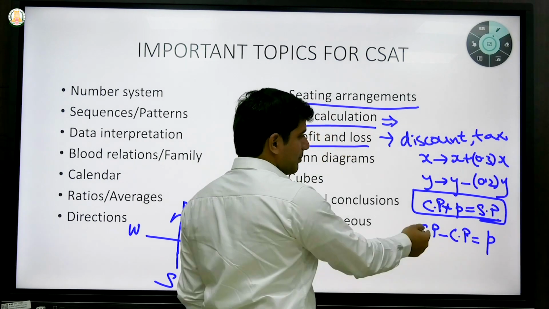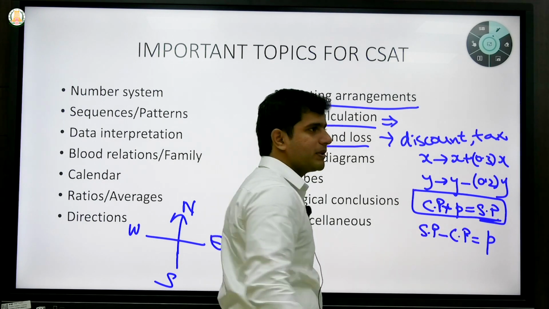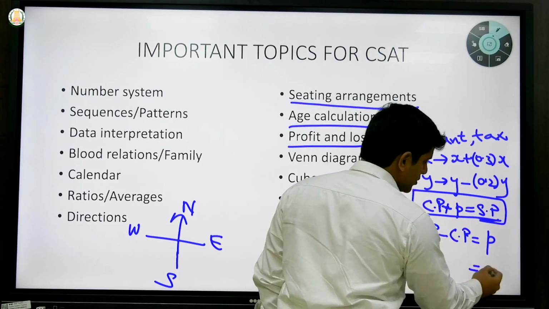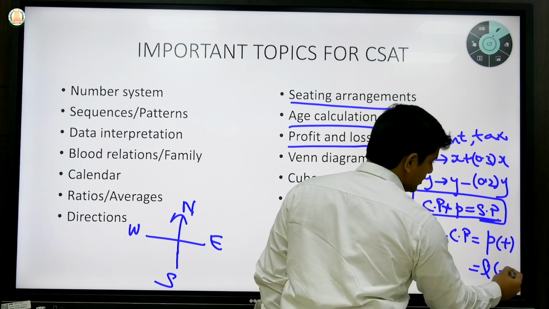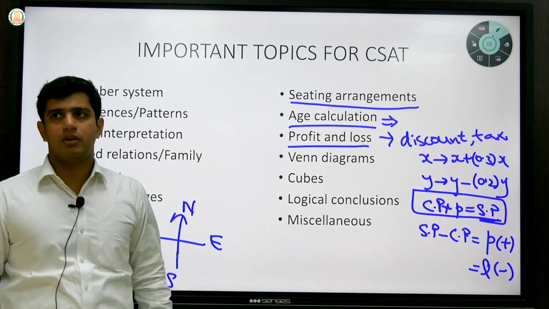But let's say if my selling price is less than cost price, if I'm selling the pen at 9 rupees but my cost is 10 rupees, I'll be incurring a loss. So this will also be loss. If it is positive, it will be profit. If it is a loss, it will be negative. So if you understand this, you can solve all kinds of profit and loss questions.